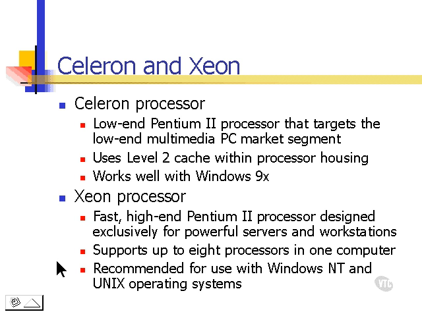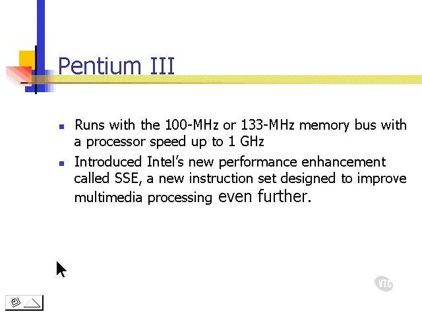The next generation of processor, Pentium III, runs with 100 megahertz and 133 megahertz memory buses, and could get speeds up to 1 gigahertz. Intel introduced a new enhancement called SSE, which is a new instruction set designed to improve multimedia processing even further.